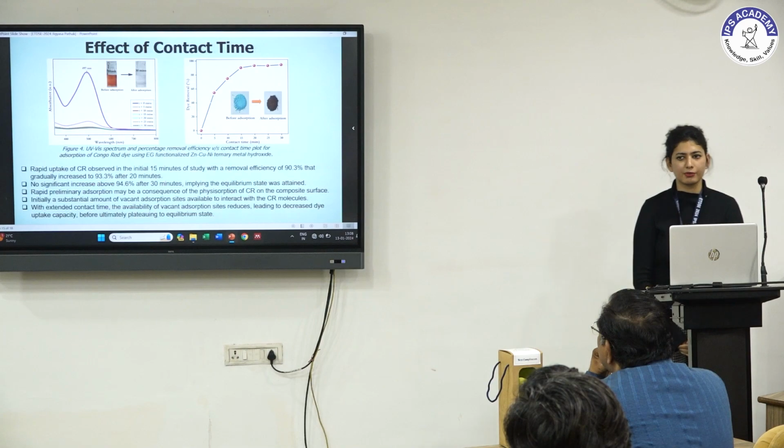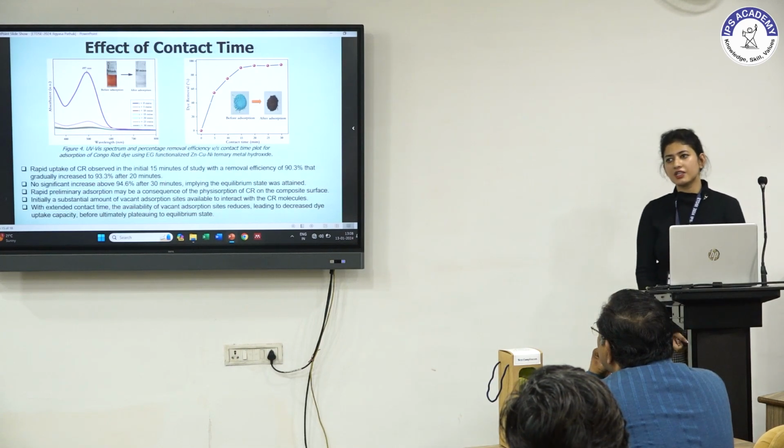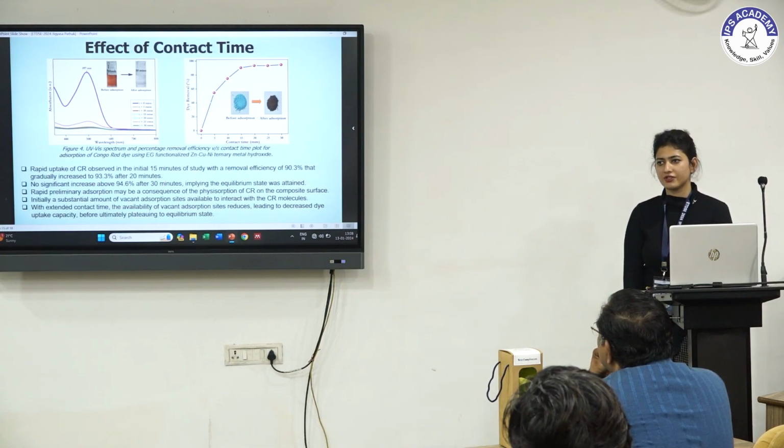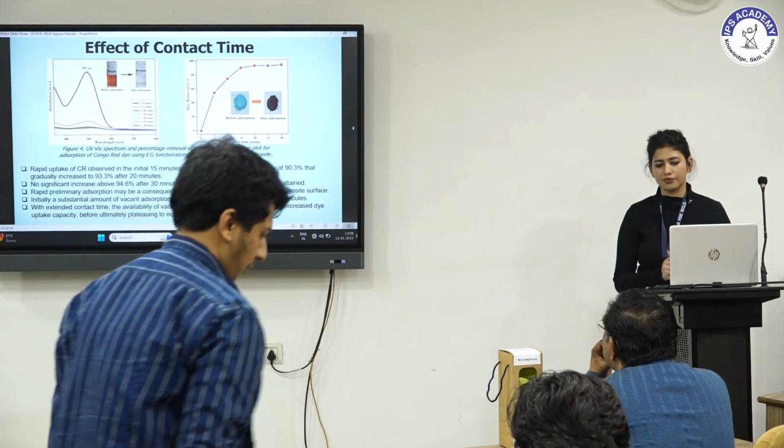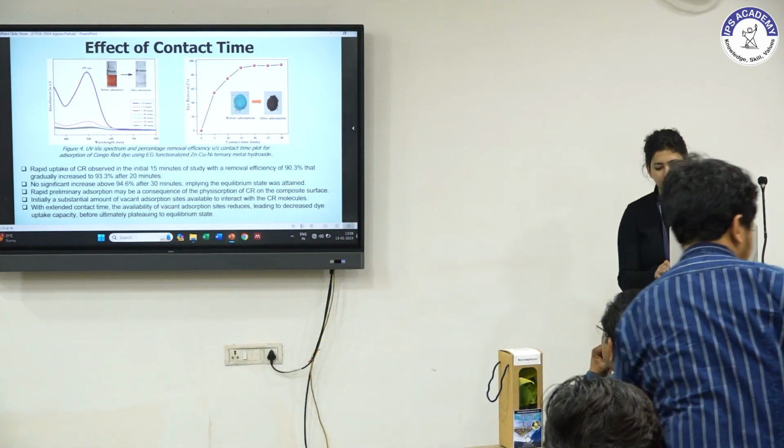This could be attributed to the fact that initially, a lot of adsorption sites were present, due to which uptake was fast. With increasing time, adsorption sites got filled and adsorption got slower till it attained equilibrium.